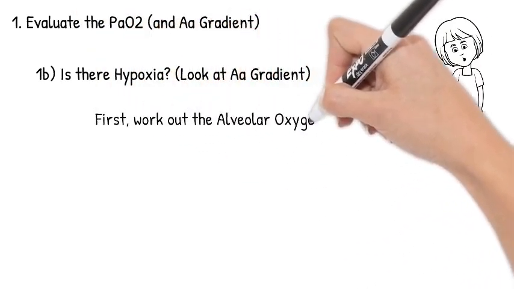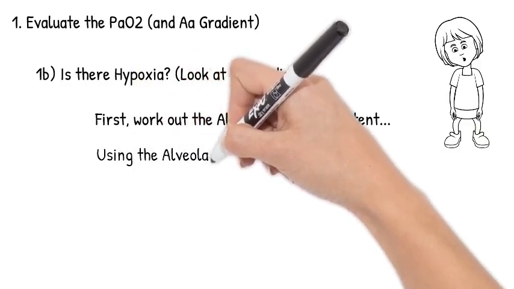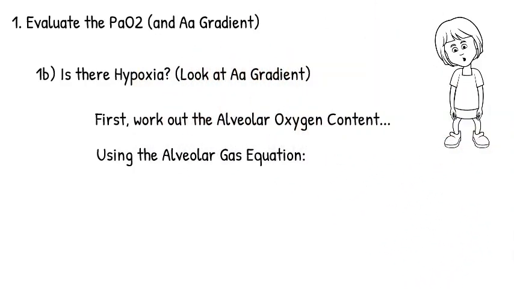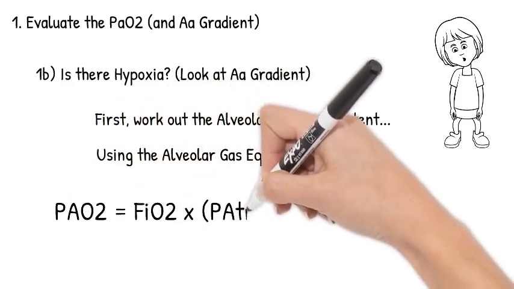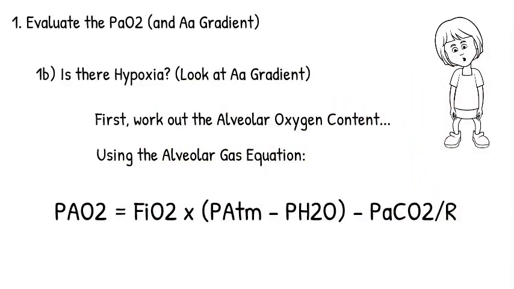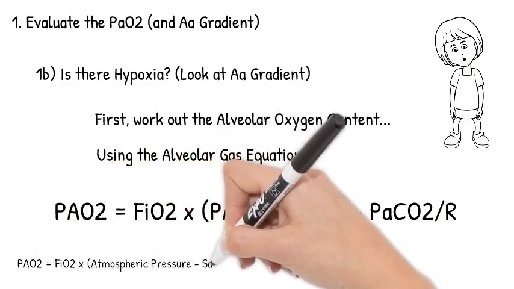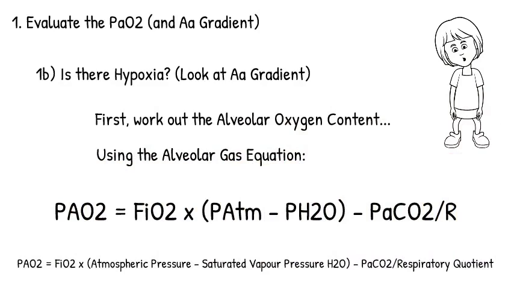Okay, so first we need to work out the alveolar oxygen content, and we do that by using the Alveolar Gas Equation. And that is, and you're going to see it now, PAO2, which is equal to the fraction of inspired oxygen times the atmospheric pressure minus the saturated vapor pressure, and subtracted from that the PaCO2 divided by the respiratory quotient. Now don't worry about all of these, we're going to go into it bit by bit so that you understand it.